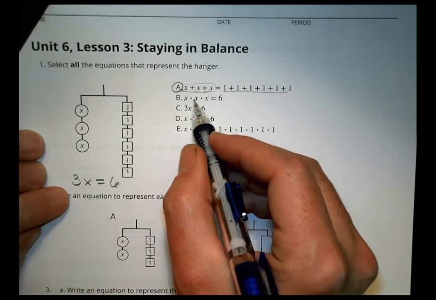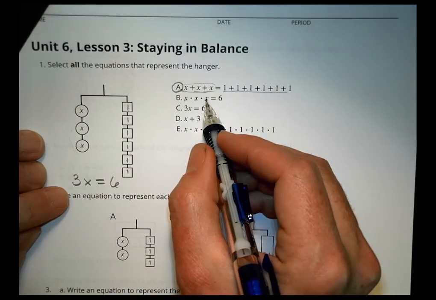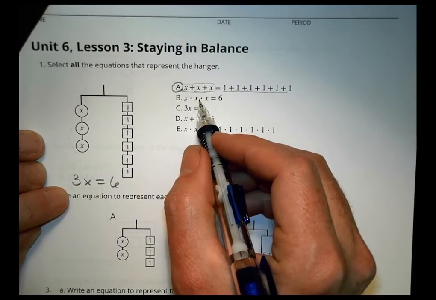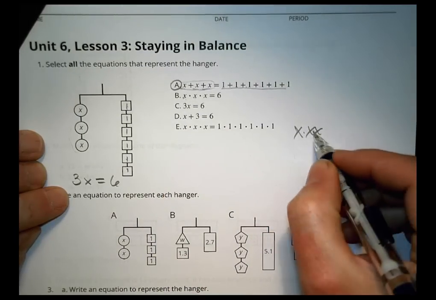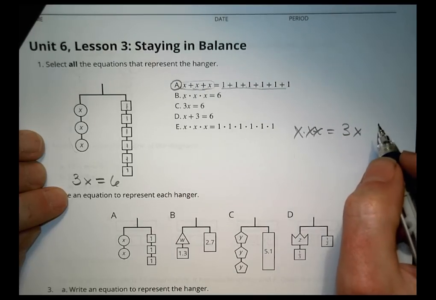Over here we have 3 groups. Well, this is not 3 groups, right? This is x times x times x. So that's a little different. That is not 3 times x. To say that x times x times x is the same as 3x doesn't work out too well.